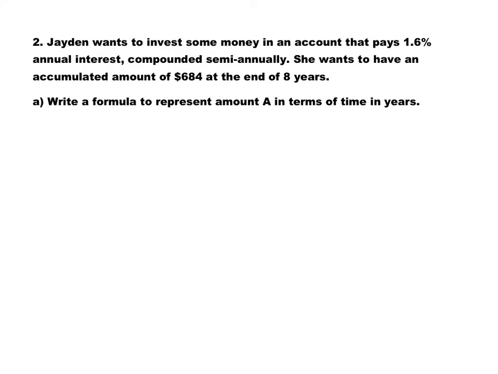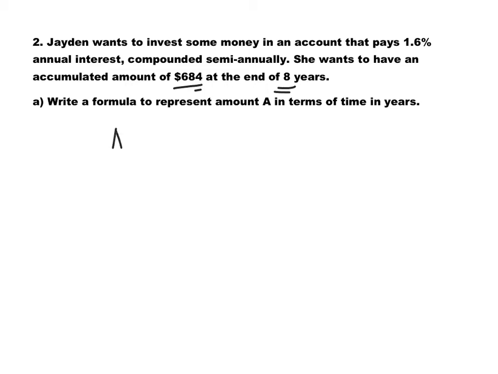The next question says Jaden wants to invest some money in an account that pays 1.6% annual interest, compounded semi-annually. She wants to have an accumulated amount of 684. So this is the future value. We do not know the initial amount that she is going to deposit. And also we know that she wants to have 684 after 8 years. Write a formula to represent A in terms of time in years.